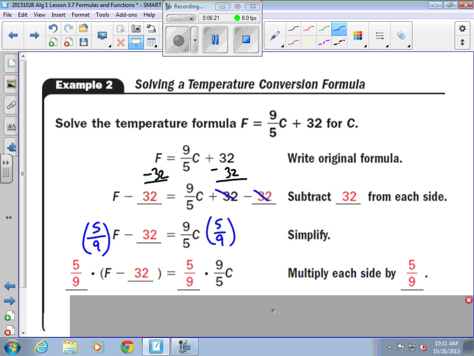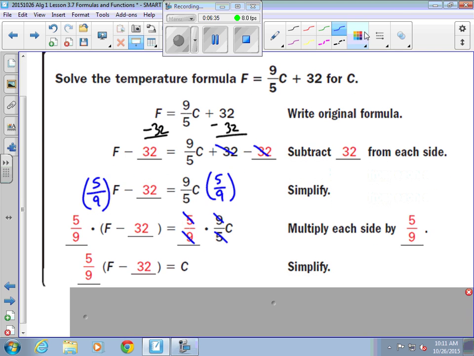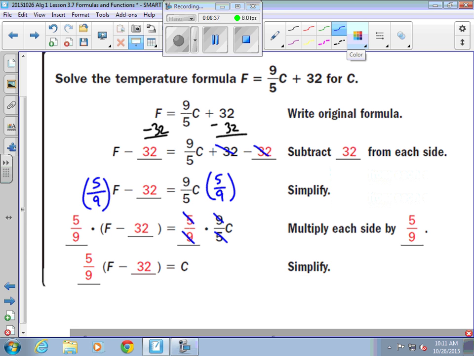So f minus 32 is in parentheses now, multiplied by 5 over 9. This cancels out this. This cancels out this. And you're left with c all by itself on the right is equal to 5 over 9 times f minus 32. C is isolated. That's what you were trying to get. This is the 4c part of the problem. 4c gets c by itself is equal to 5 over 9. That's the reciprocal of 9 over 5 times f minus 32.